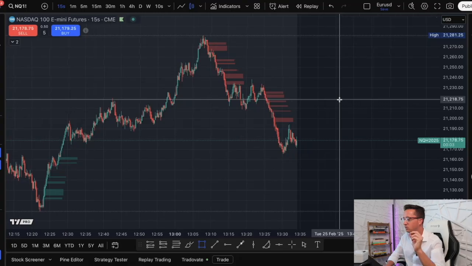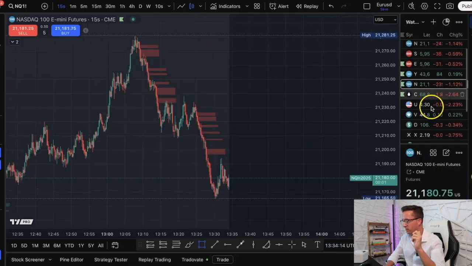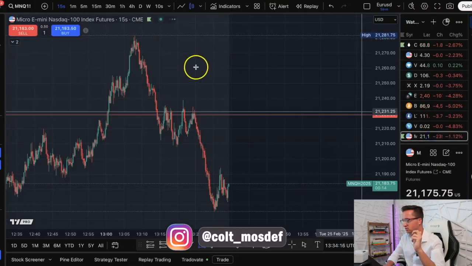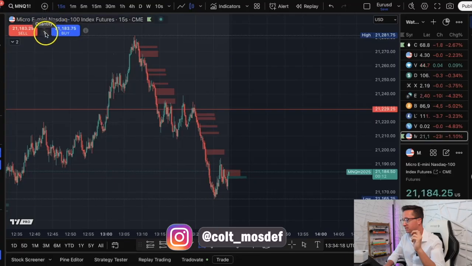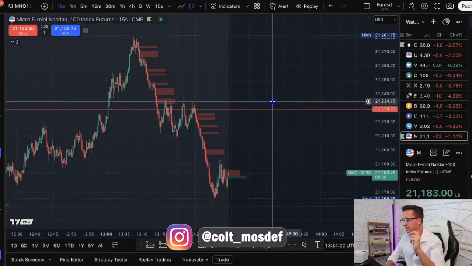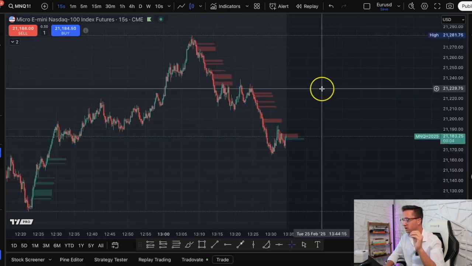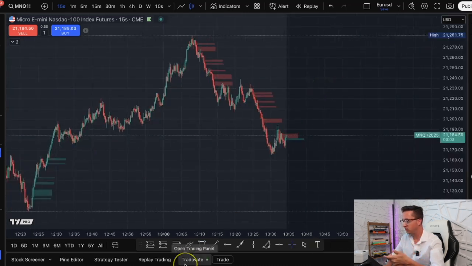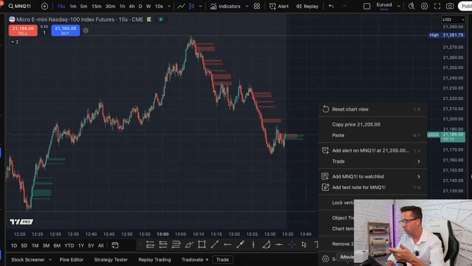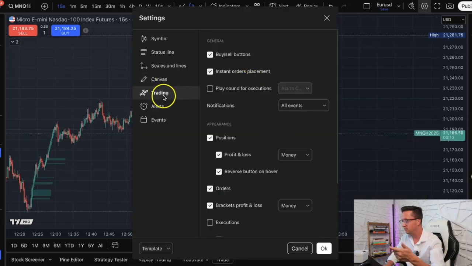Okay, now when we're actually going into a trade, what I'm going to do for this example is go to a micro E-mini because the contract size is smaller. And I'm going to show you guys exactly how you can get into a trade very, very quickly. So once you have your account linked, your Tradovate account, you want to right click on the settings. For the trading, make sure you have instant order placement on. You want to click that on.